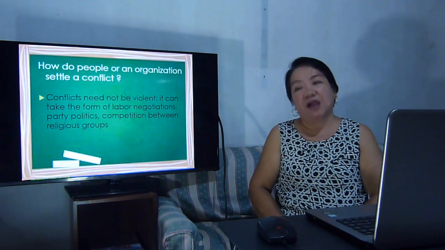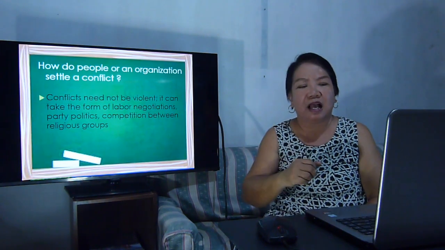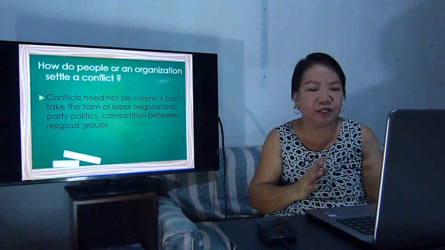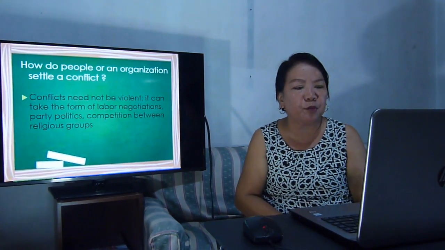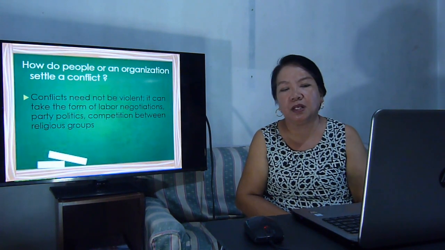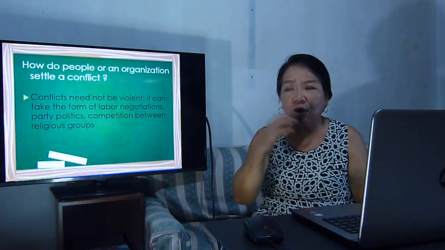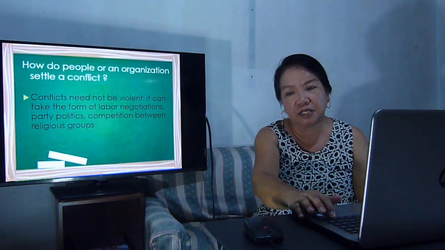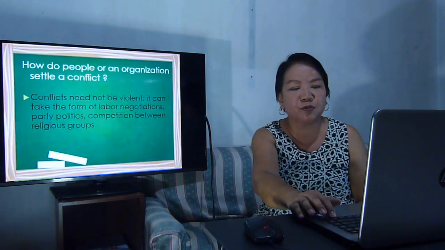Conflicts need not be violent. Hindi yung mag-aalsa ka kaagad. No. It can take the form of labor negotiations, party politics, competition between religious groups, pwedeng discussion, pwedeng labor negotiation. Gusto gid namon magtaas amon sweldo.